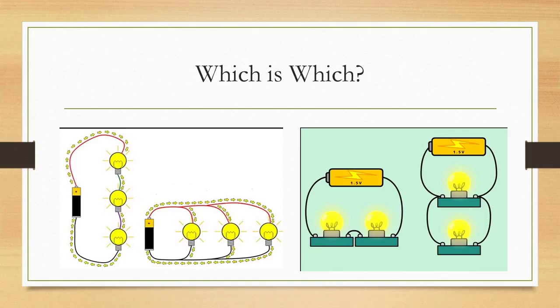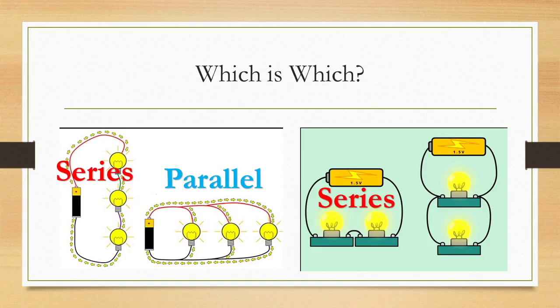Okay, so now we'll show you the answers. This one is in series as it goes through one path. And then this one is in parallel as it has multiple paths. And this one is in series as again it only has one path. And this one is in parallel.